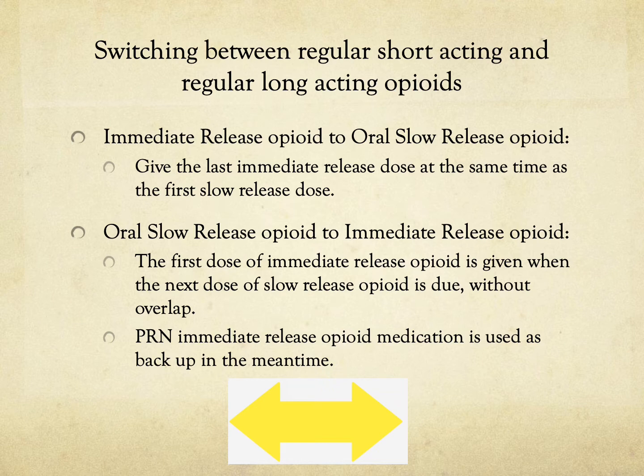When switching from immediate release opioid to oral slow release opioid, give the last immediate release dose at the same time as the first slow release dose, so that there is some cover for the patient until the slow-release medication starts to build up in the plasma. When switching from oral slow-release opioid to immediate-release opioid, the first dose of the immediate-release opioid is given when the next dose of slow-release opioid was due without overlap, with PRN immediate-release opioid used in the meantime.